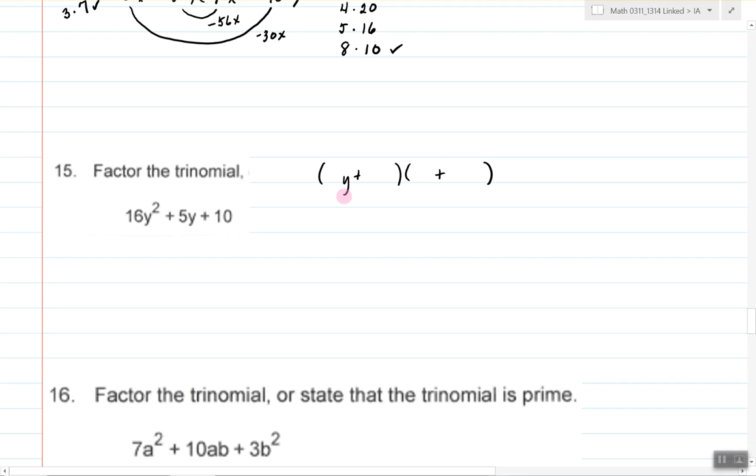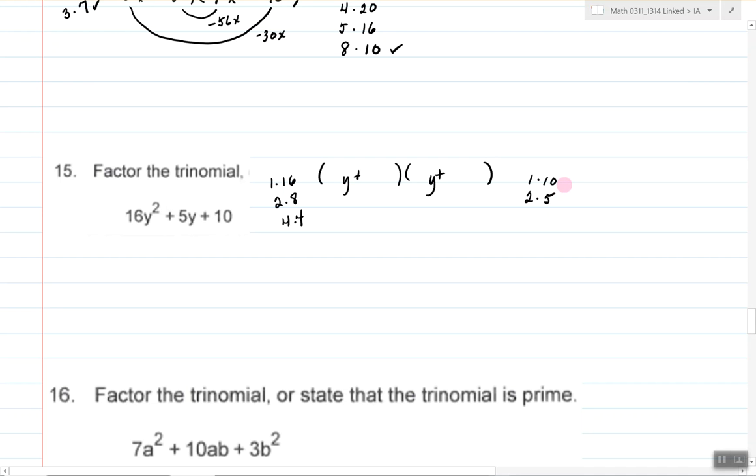I know I'm going to sneak in the y and the y. Now, in thinking about this, I need to get my outers and inners to add up to be 5. And that seems a little bit small, but let's go further. The 16, for the first terms, it's either 1 times 16, 2 times 8, or 4 times 4. To get a 10, it's either 1 times 10 or 2 times 5.